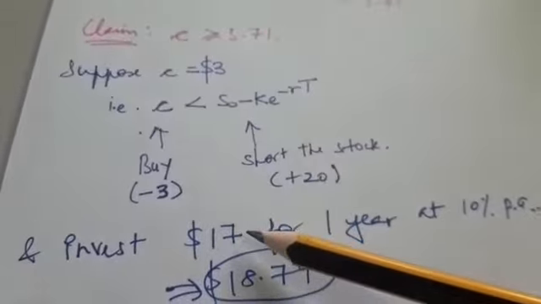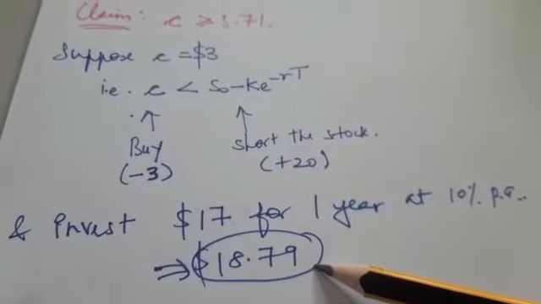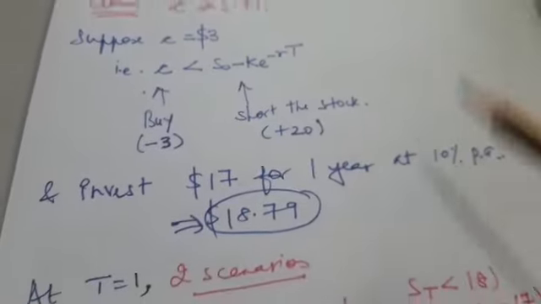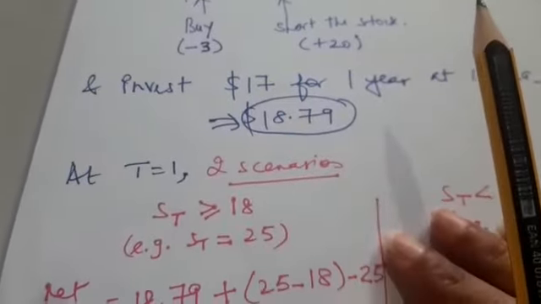So today that $17 you've made, you could invest for a year at 10%. And that would then give you 18.79. You can do your calculations. 18.79 is what you'll get at the end of 1 year. The question now is what happens at the end of 1 year.